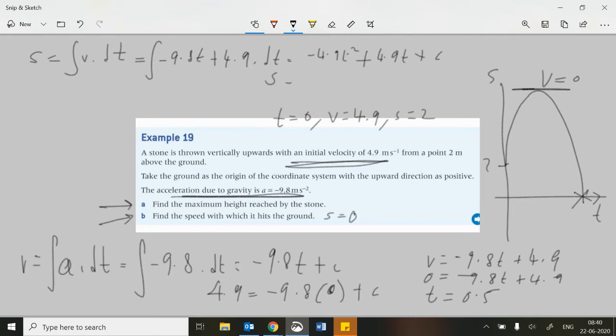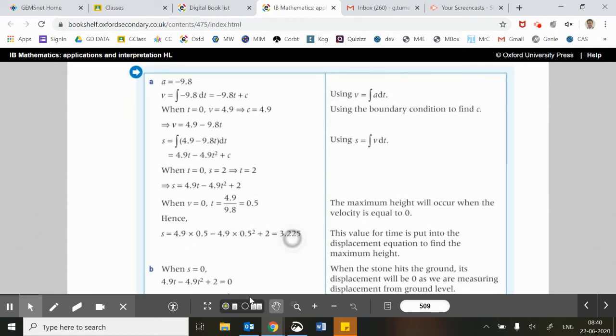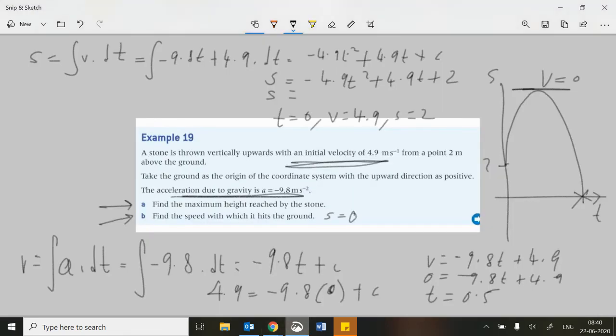In this case, we've got s equals minus 4.9 t squared plus 4.9 t plus 2. Okay, so find the maximum height reached by the stone. Well, that happens after 0.5 seconds. So if you substitute 0.5 into that formula, you will get your displacement. Again, I'm running out of space. So in substituting in the 0.5 there, we'll get 3.225. Okay, so all that's happening there is we're putting in 0.5 seconds into the formula for displacement.